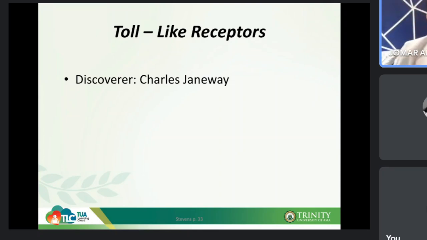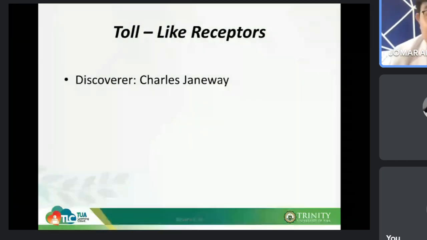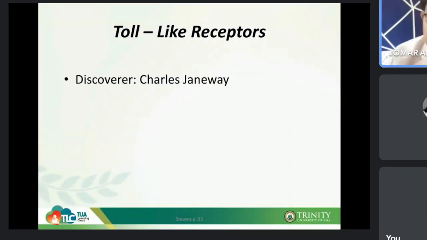They actually first discovered it in Drosophila fruit fly. Your Drosophila fruit fly kasi has a characteristic of antifungal property. Meron siyang antifungal, hindi siya nagkaka-fungi o hindi siya nai-infect ng fungi. And they actually wondered why. Okay, nagtaka sila, bakit? Ganyan.